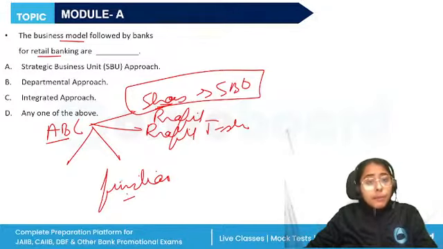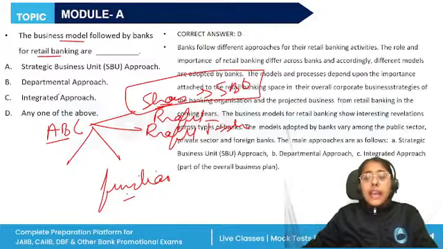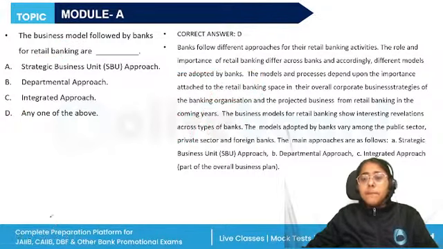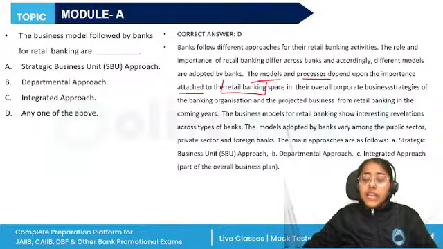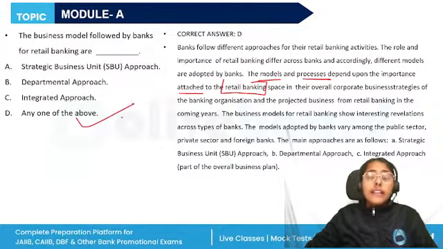In banks, the approach that is followed is any of the above, right? So the models and the processes depend upon the importance attached to retail banking space. If the banks want, they can create a completely separate business unit or profit unit for the retail banking, or they can create just a department focusing on retail banking. So the models or the approaches which are followed are SBU, departmental approach, and the integrated approach.